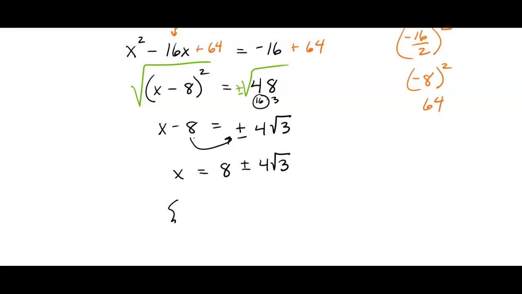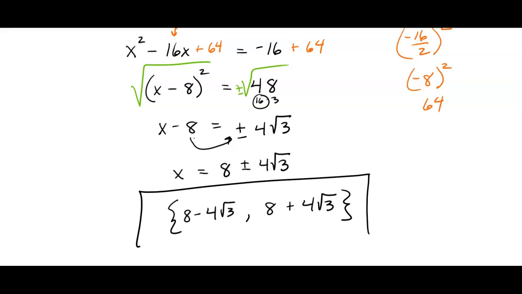Now we can write them as two solutions, 8 minus 4 square root 3 and 8 plus 4 square root 3. And then those are the answers. So hopefully it's getting a little easier.